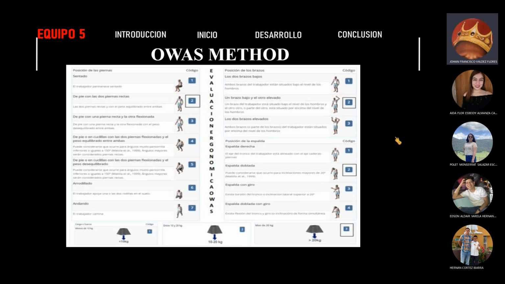Okay, hi everybody. I'm going to explain the first method, the OWAS method. About the position of the legs, here we have the number 2, that is two straight legs. About the position of the arms, we have the number 2, that is one lower arm and one raised arm. And about the position of the back, we have a bent back, that in this case is the number 2. About the load, because the weight is 50 kilograms, here we have the number 3. Next slide, please.